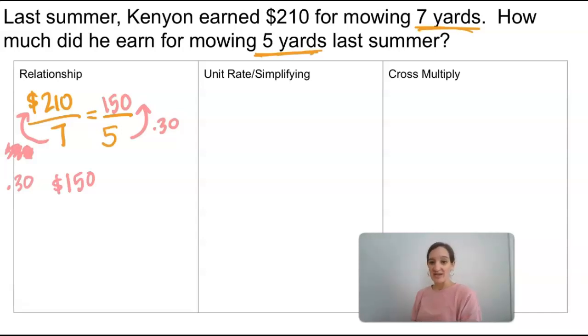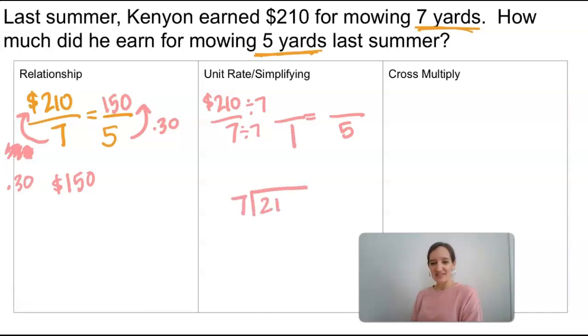Let's do it the unit rate way now, where we try and simplify it. 210 over 7 equals something over 5. Simplifying it, if I just get it straight to the unit rate, that means I'm going to divide both of these by 7, and that will give me a unit rate where one of my numbers is 1. So 7 into 210 is 30. So the unit rate is 30 to 1.